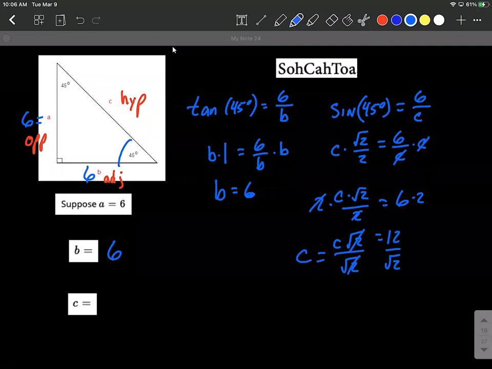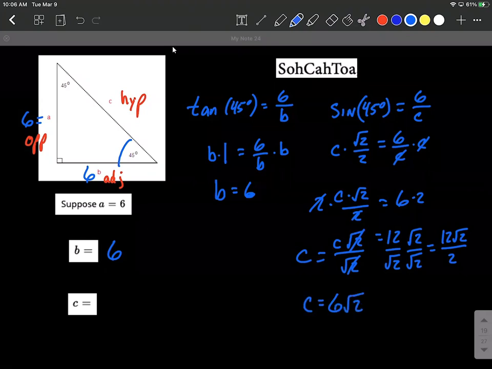We may be able to get a better answer here by rationalizing the denominator, by multiplying both numerator and denominator by square root of 2. That'll give us 12 times the square root of 2 over the square root of 4, which reduces down to be 2. And now 12 over 2 will make 6 square root of 2.